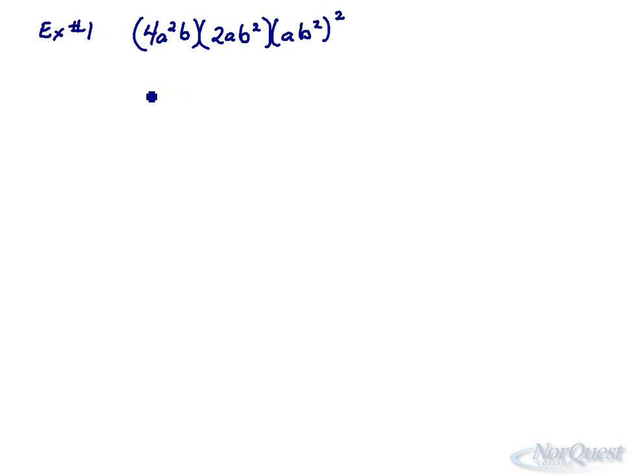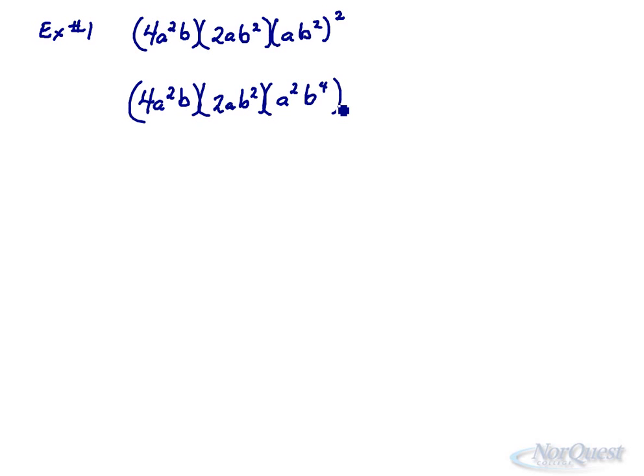So the first thing I'm going to do is write this as 4a squared b times 2ab squared, and then I can write it as ab squared times ab squared, or I can realize that power of a power means a to the power 1 to the power 2 should give me a squared. B squared to the power 2 should give me b to the power 4. Power of a power means to multiply exponents.